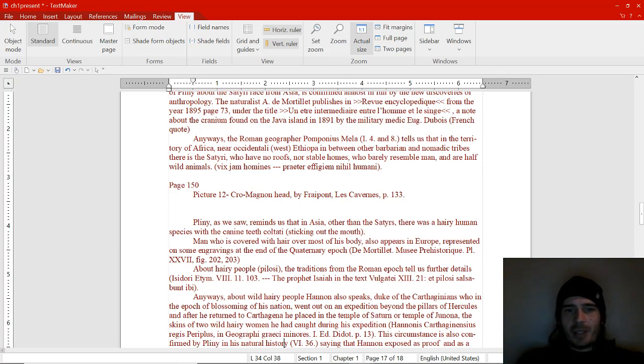Pliny, as we saw, reminds us that in Asia, other than the satyrs, there was a hairy human species with the canine teeth called tsats, which means sticking out of the mouth. So a vampire's teeth are a good mental vision. Man who is covered with hair over most of his body also appears in Europe, represented on some engravings at the end of the Quaternary epoch.